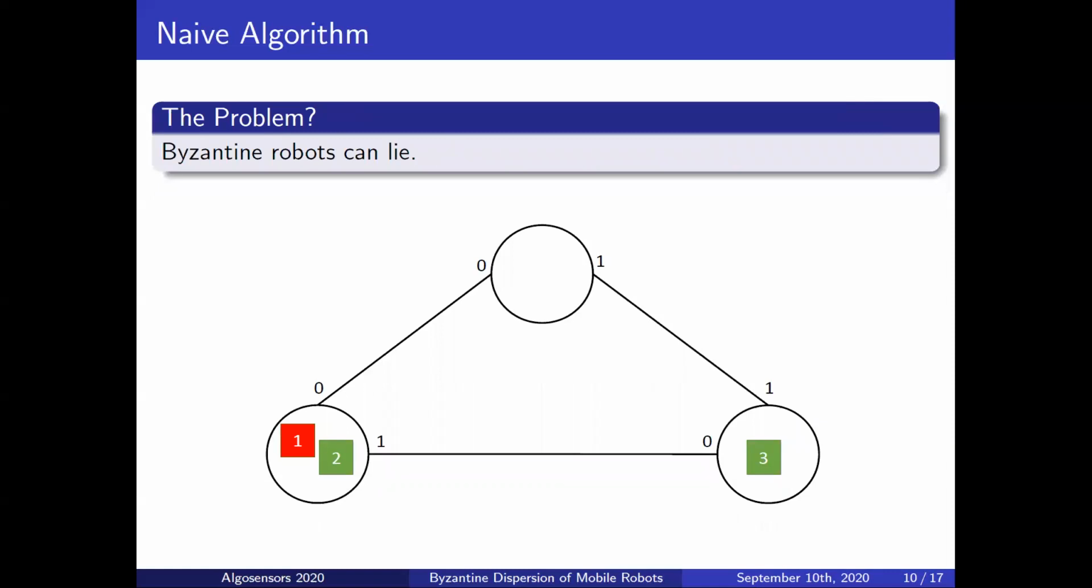But what's the problem? When you have Byzantine robots, they can lie. And what does lying mean? It can mean that while one says, I am the least ID guy here, so I'm going to settle down, in truth, it will move with robot 2 to the next node, and it'll block robot 2's attempt to settle down there. And this will continue until we're right back where we started.